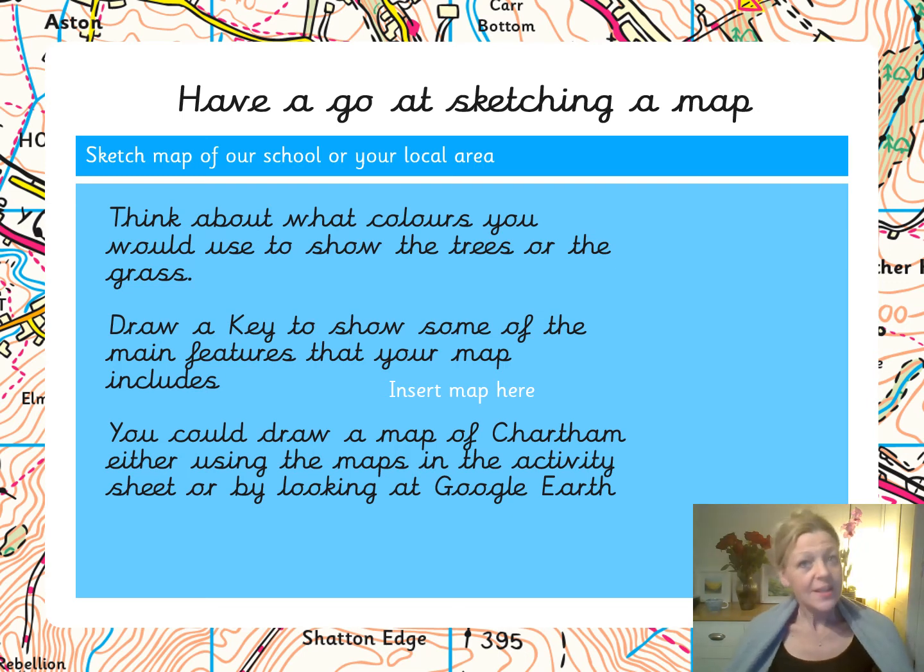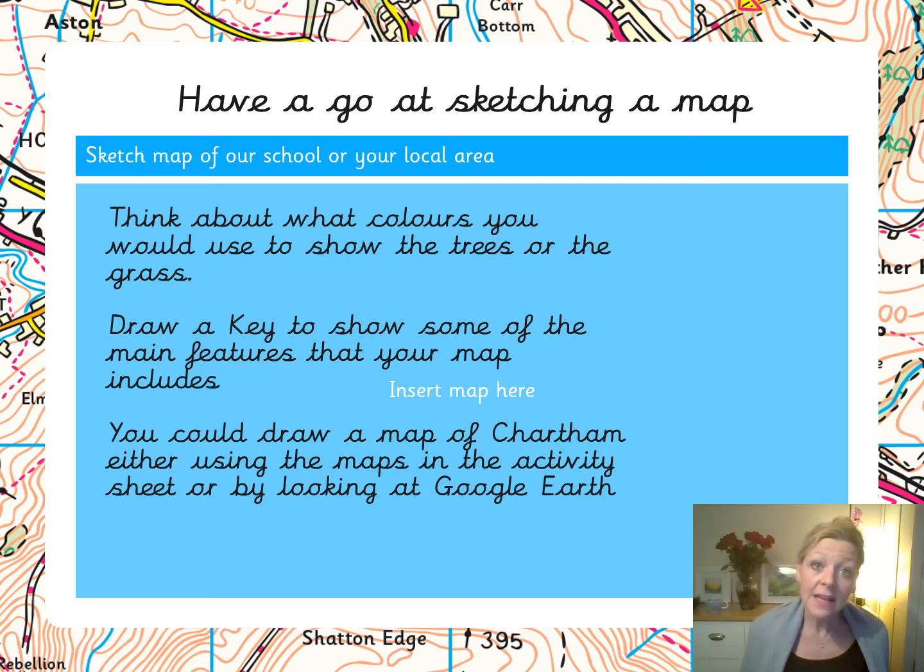So I'd like you to have a go at sketching a map. Think about what colours you're going to use to show the trees and the grass or any other areas in your map. Can you draw a key to show some of the main features that your map includes? And can you draw a map of, this is me giving you some ideas. You could draw a map of Charlton, either using some of the maps that I've put on the activity sheet, or you could have a look at Google Earth and zoom in on an area you are familiar with.